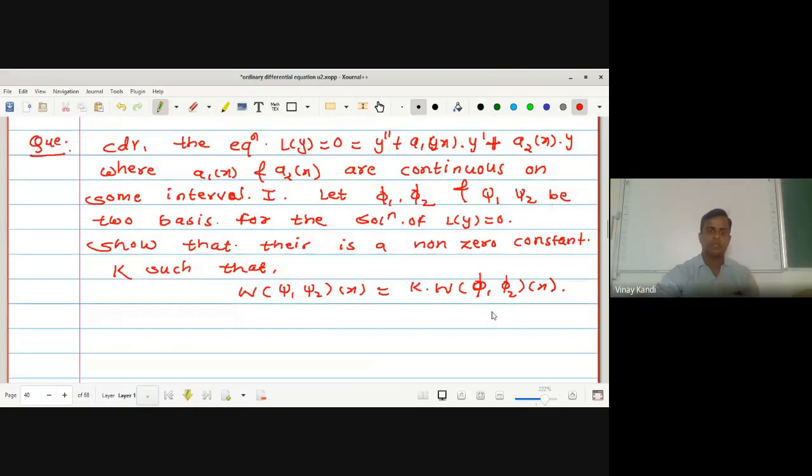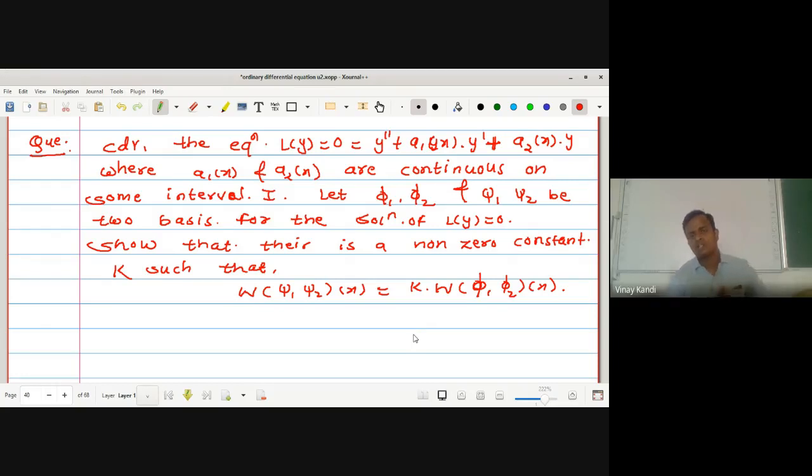Look, you are given a second order differential equation, where a1 and a2 are continuous functions on some interval I. Now the two bases are given to us, which are phi1, phi2 and psi1, psi2. Then you have to show that there exists a constant k between their Wronskians. That is, the Wronskian of psi1, psi2 is equal to k times the Wronskian of phi1, phi2. Okay, do you understand?